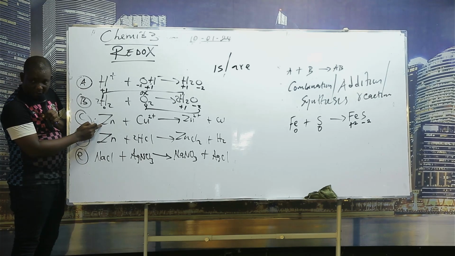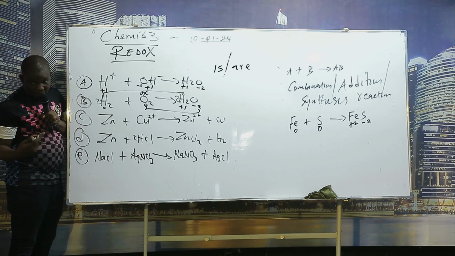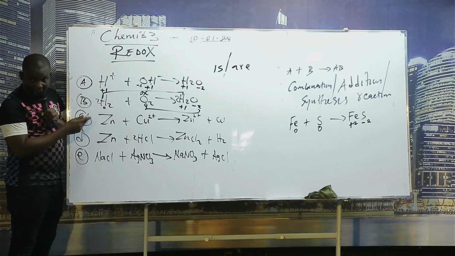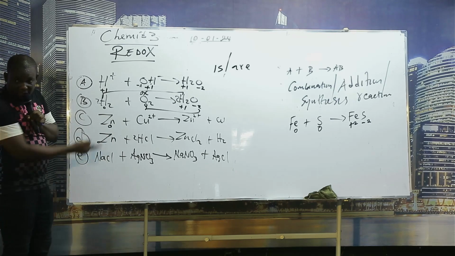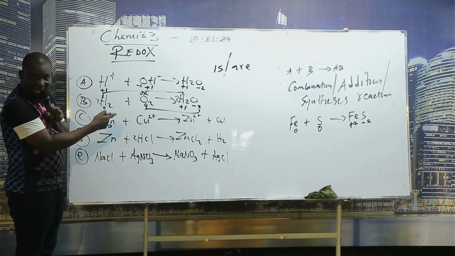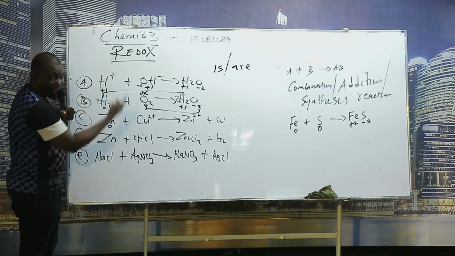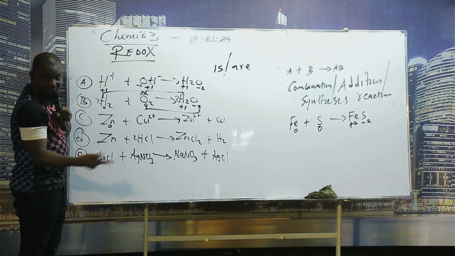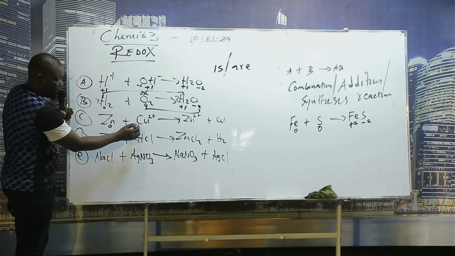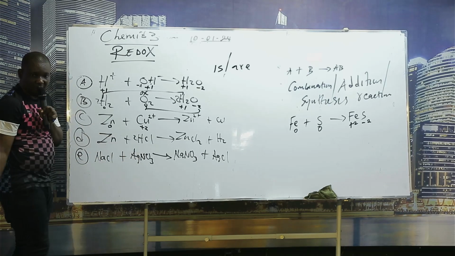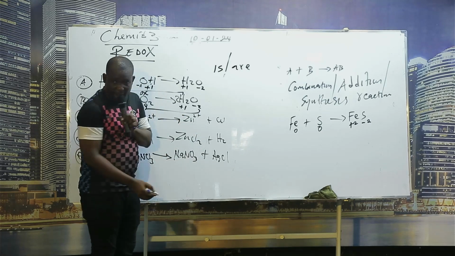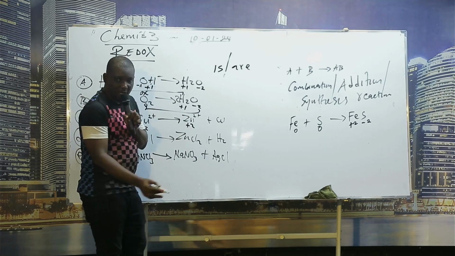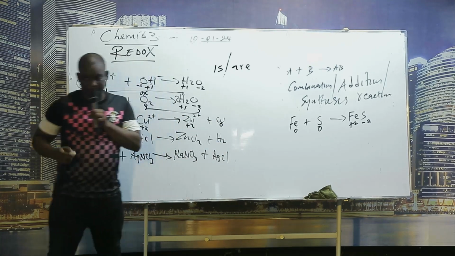Zinc here is 0. It's uncombined. But if it's combined, it's no longer going to be 0. Now it is uncombined, so it's 0. Copper, is it 0? You know why it can't be 0 here? It's charged. So let's look at the charge it has. That would definitely be its oxidation number, which is +2. Zinc, this time, is no longer 0, because it has charge here. So it's +2. And copper now is 0.